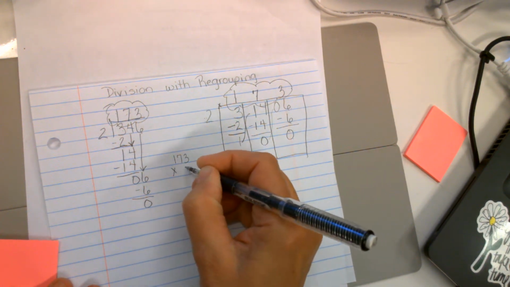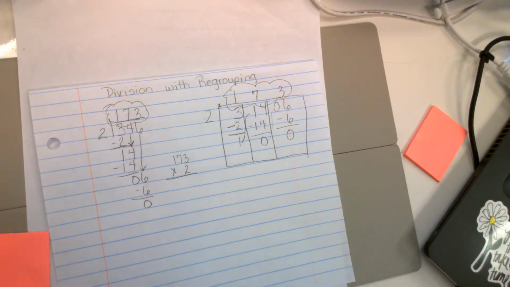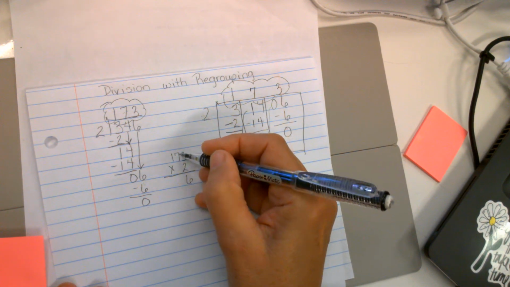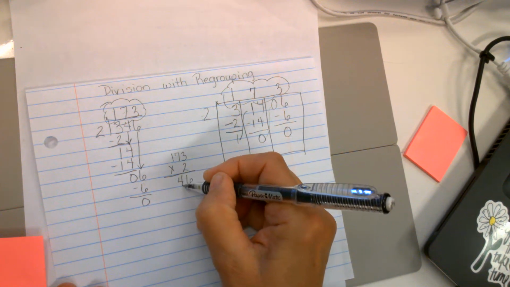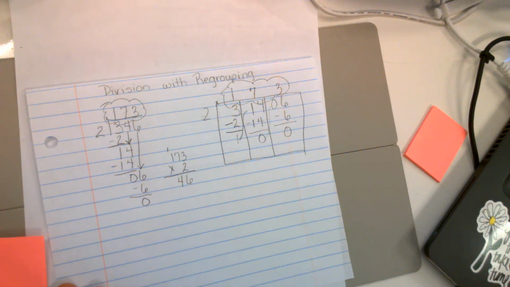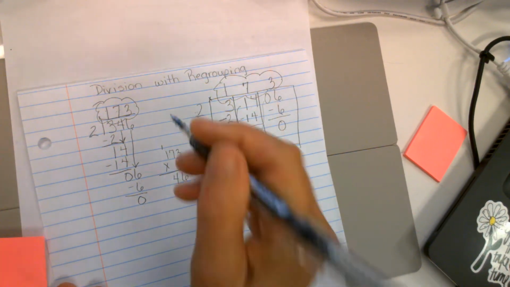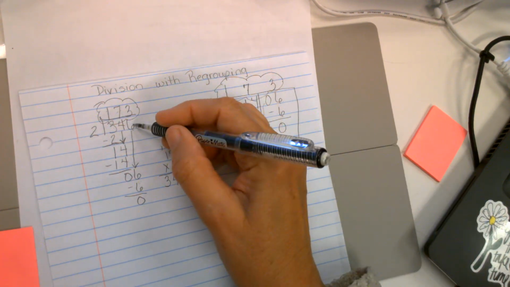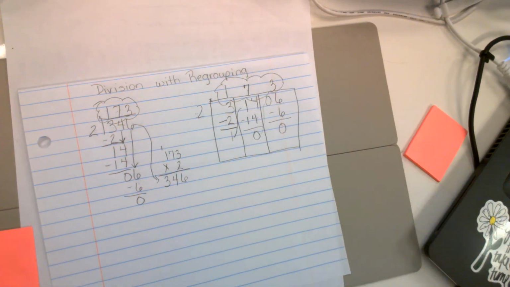173 times 2, because remember, we're doing the reverse operation. 2 times 3 is 6. 2 times 7 is 14. I'm writing down my 4, regrouping my 1. 2 times 1 is 2, plus that 1. Oh, that's what I should have gotten, 346.